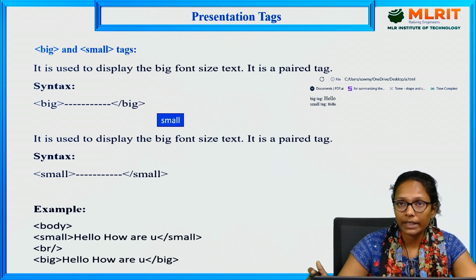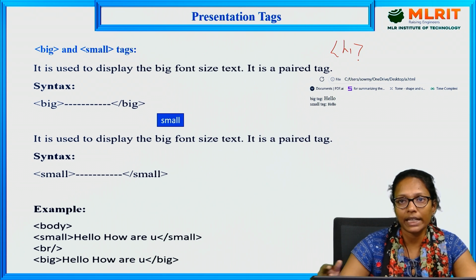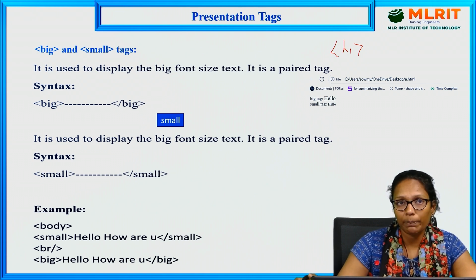And next is the big tag and small tag. To display the text in a bigger size or smaller size, we can use the big tag or small tag. Of course, we have the heading tags like H1 to H6, but those are for headings, not for normal text. If I write any text under H1 to H6, any heading tag, the text will appear in bold. But big and small will be in normal text only, with the size of the text smaller or bigger.